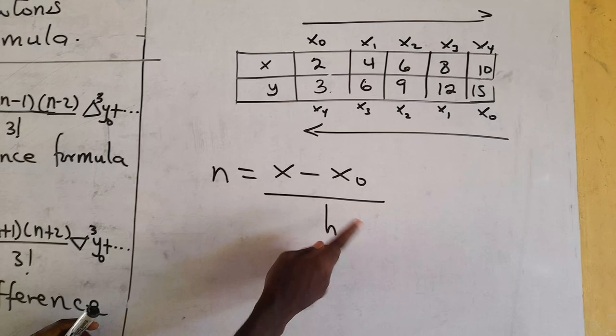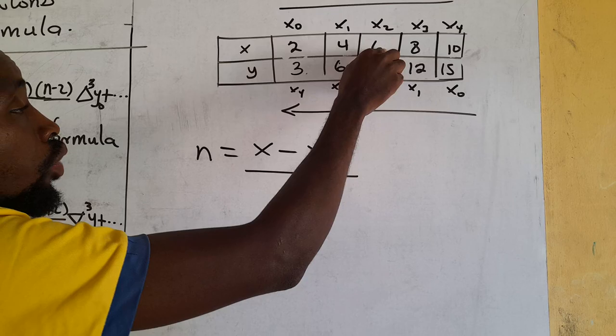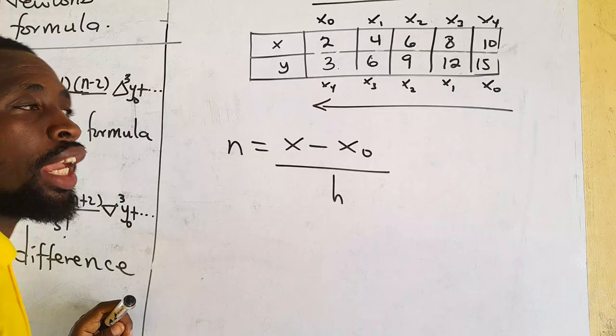Now, what is our h? Our h is the difference between the x's. The difference between 2 and 4 is 2. The difference between 4 and 6 is 2. The difference between 6 and 8 is 2. And 8 and 10 is 2. So 2 is the difference between the x. I hope you get that.